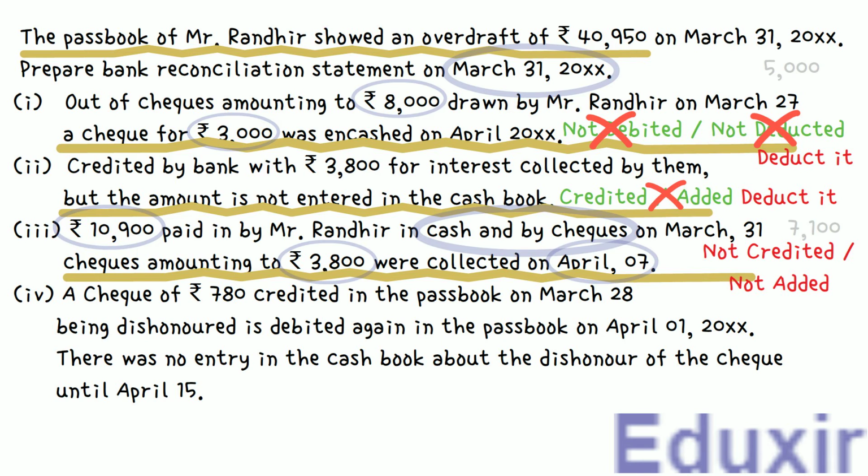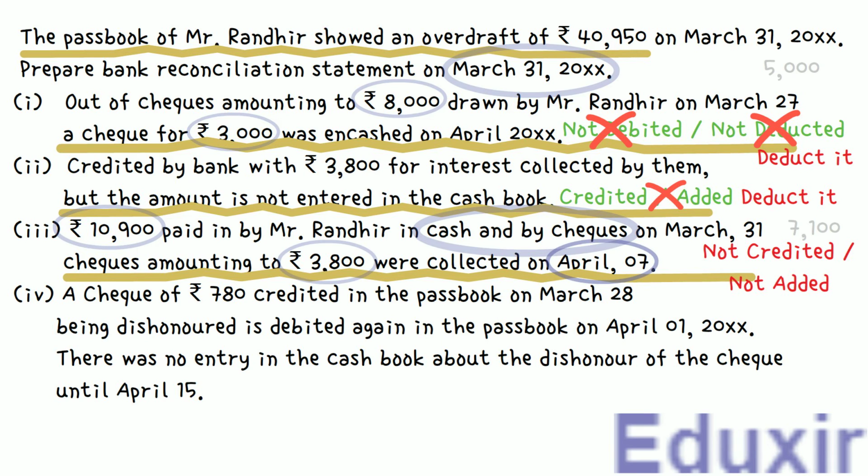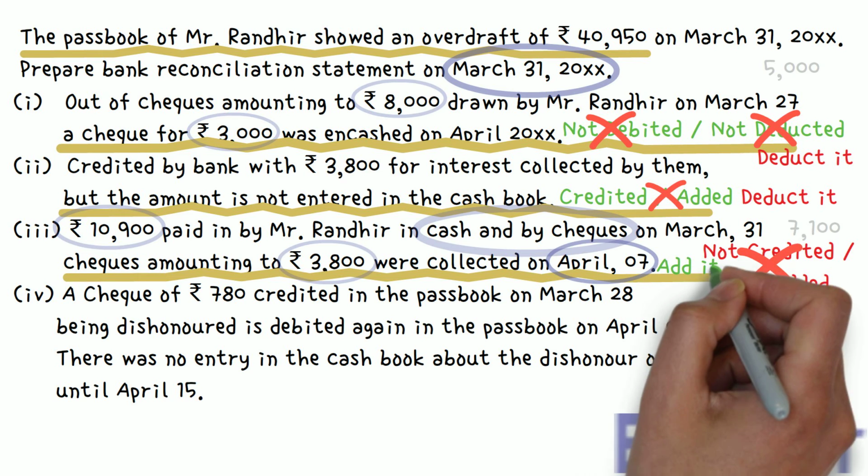As discussed in the recap, when the problem says that they were collected in April, indirectly it means that they were not collected in March. This is what matters to us to proceed with the problem. So as this check amount of 3,800 rupees was not collected, it will not be credited in the passbook. But when these checks were received by the business, they will be immediately debited in the cash book and then deposited in the bank. So obviously, there will be a difference between the business cash book balance and the bank passbook balance. So we need to add this amount to the passbook balance to get the cash book balance.